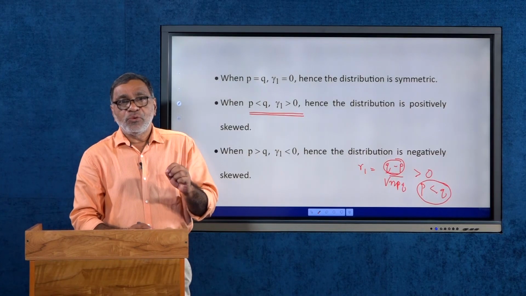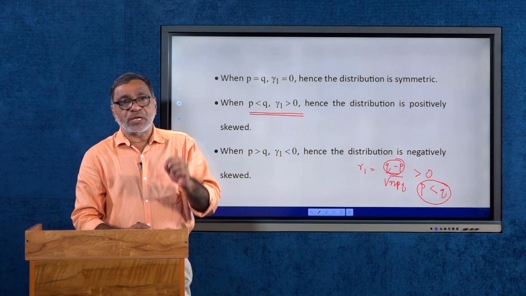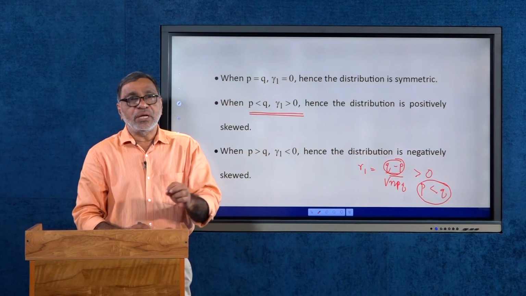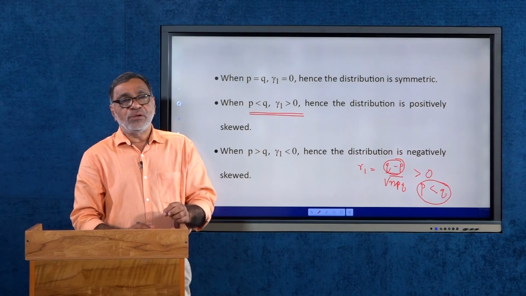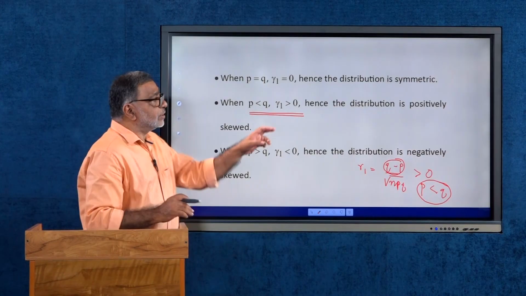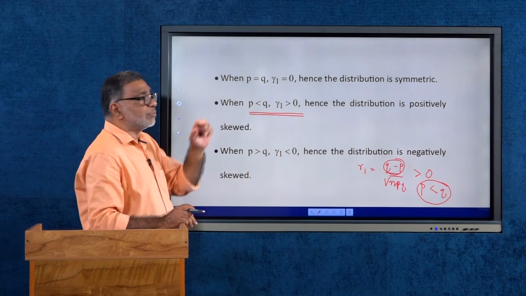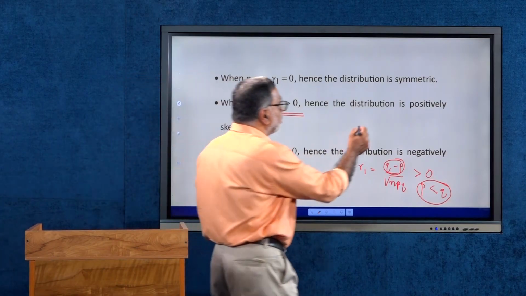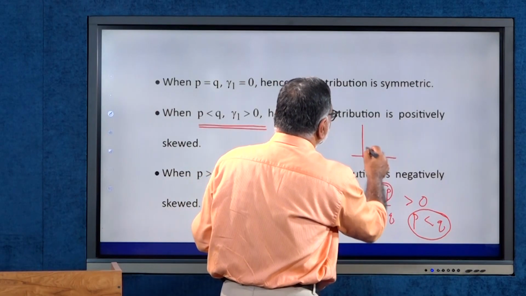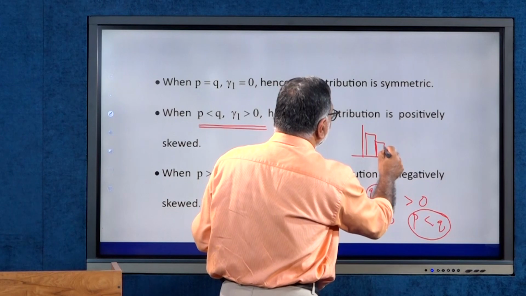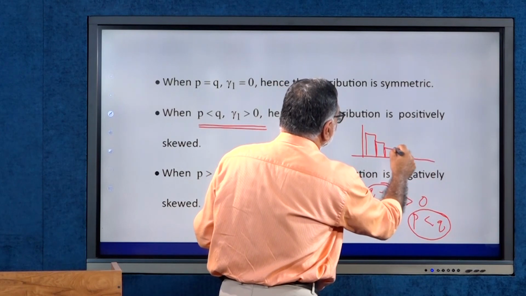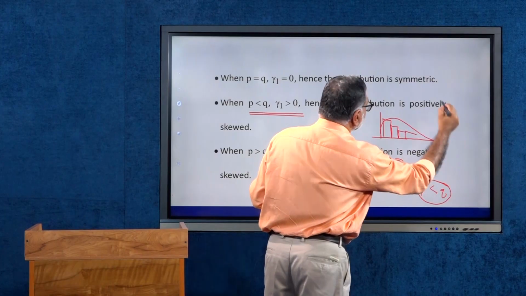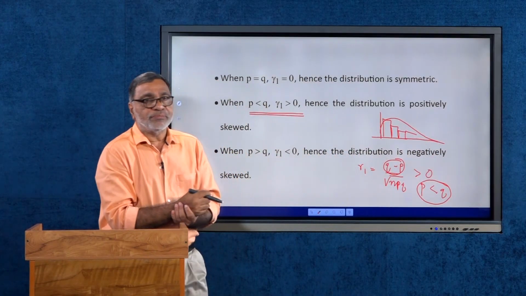So, remember, whenever the probability of getting success is smaller than the probability of failure for a binomial distribution, where p is the probability of getting success and q is the probability of getting failure, that is positively skewed. That means the histogram of this is something of this form. So, this is a positively skewed distribution.